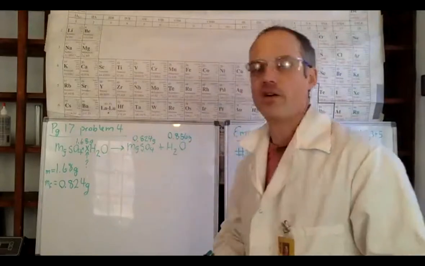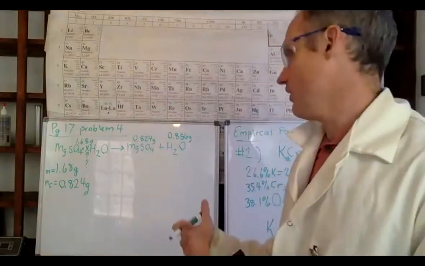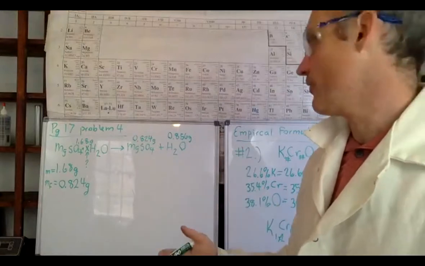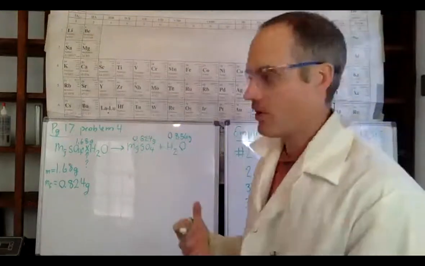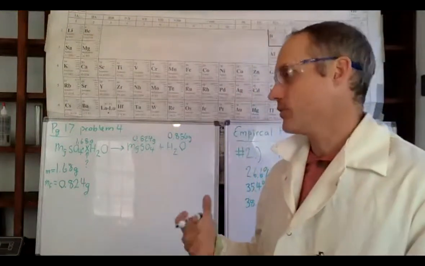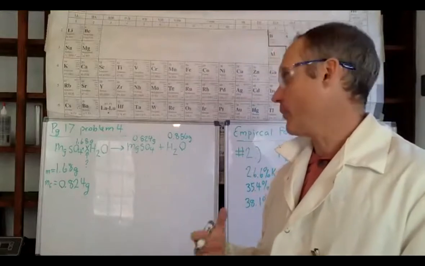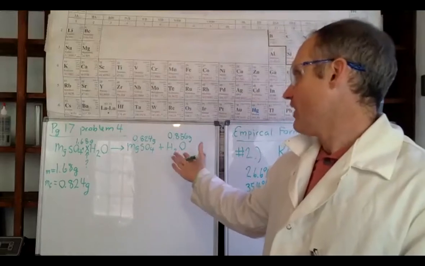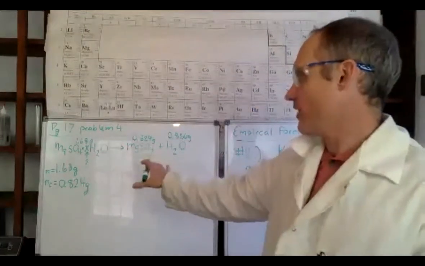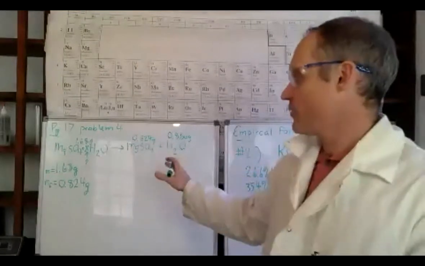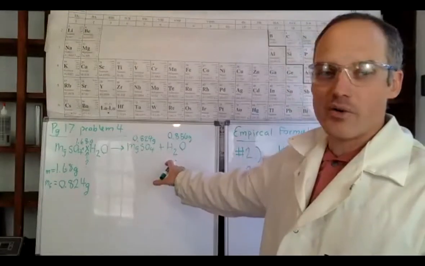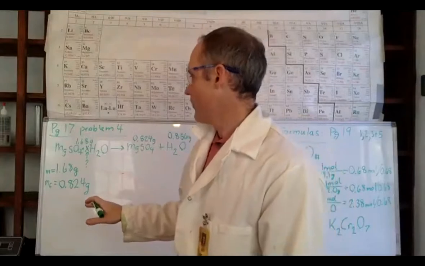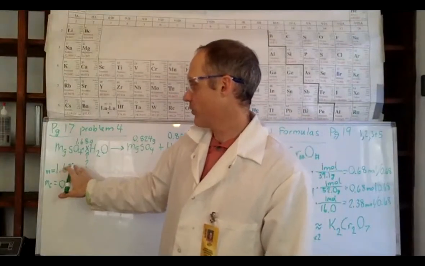So that's how much water we drove off in that reaction. Okay, so we know how much it weighed before, we know how much it weighed afterwards, and we know how much water we lost from the reaction. So how do we figure this out? Well, that's the amount of grams of water. And we know the grams of the magnesium sulfate, so we can use that information to figure out the mole ratio of water.